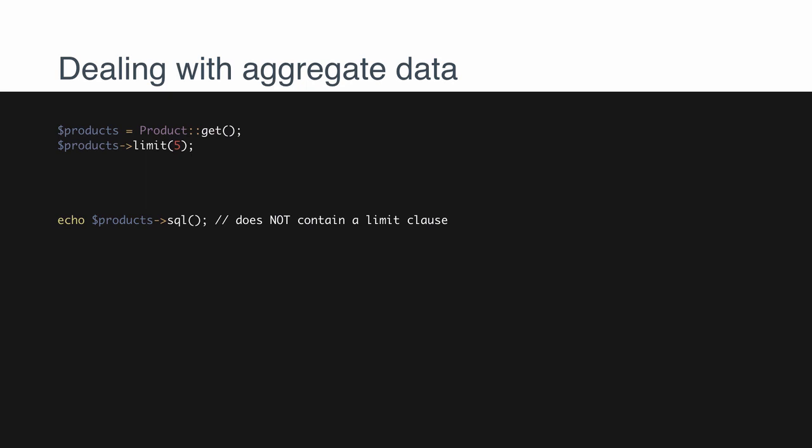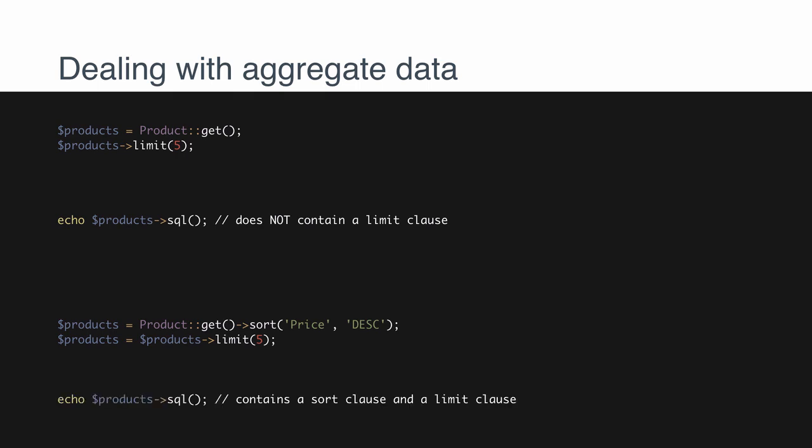So let's update that code so that both the limit and the sort clause apply. I'll instantiate a products list by using Product get and then a sort clause. And now I'll overwrite that variable by calling products limit 5. Now if I dump the SQL off that, it does contain a sort clause and a limit clause. Notice that we can either chain the methods on creation or overwrite the variable each time. Both achieve the same result.